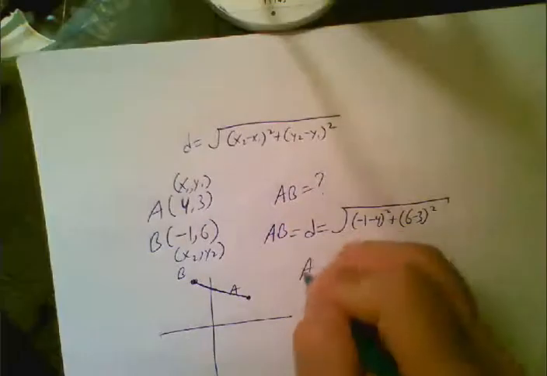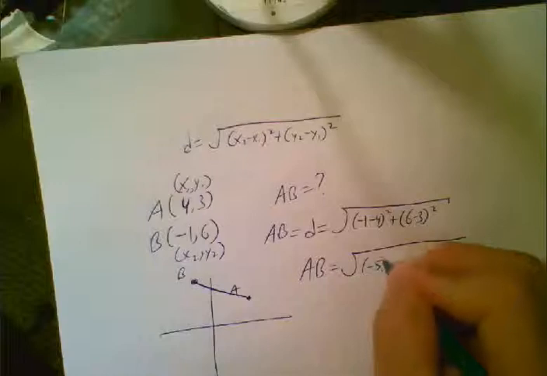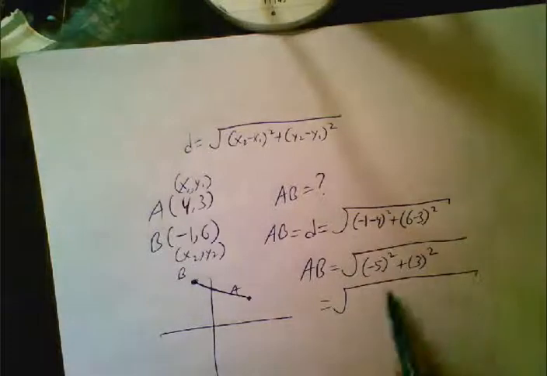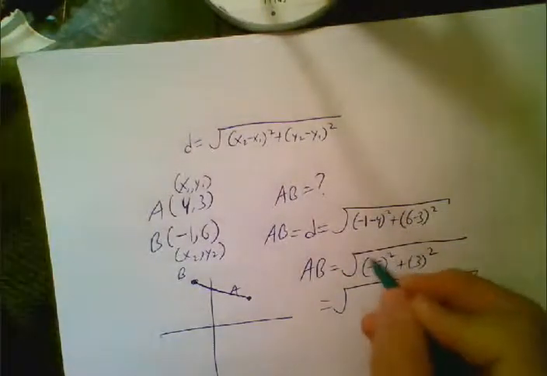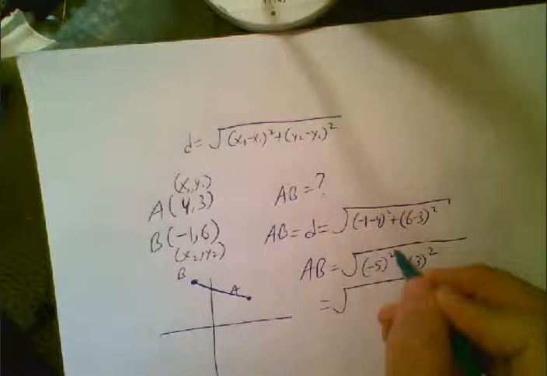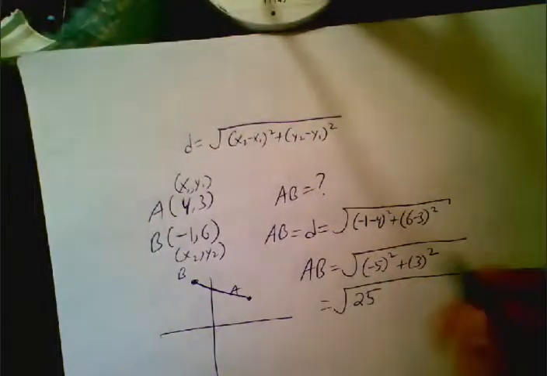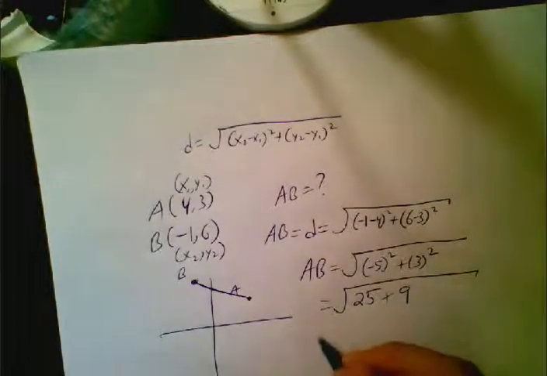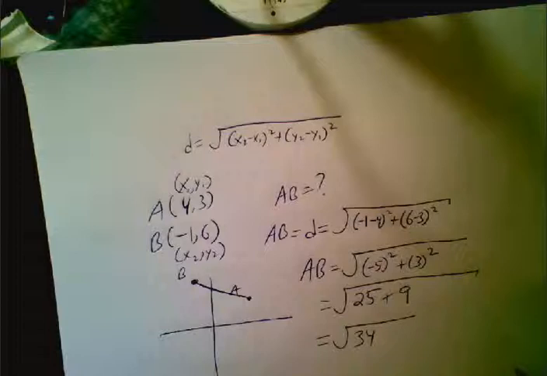Okay? So AB equals the square root of -1 minus 4, which is -5, squared, plus 3 squared. Notice I'm carrying the square root every time because I haven't used it yet, so it's still part of the equation. -5, if you have parentheses around it and you square it, that's -5 times -5, which is positive 25. Plus 3 squared, 3 times 3 is 9. And I believe that gives us the square root of 34, which I don't think we can do anything with.